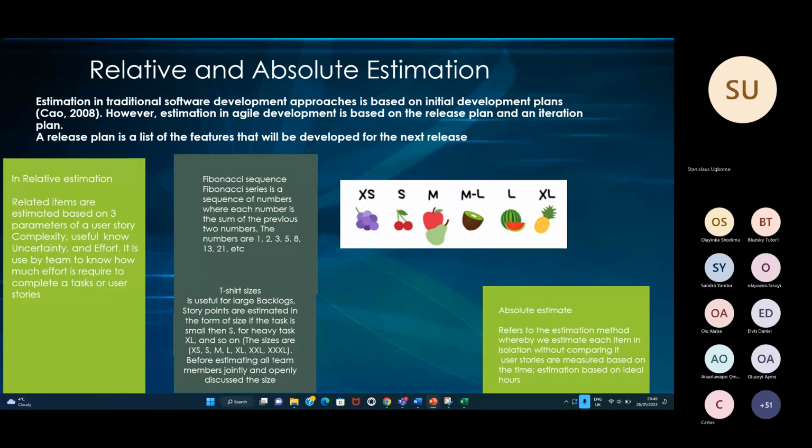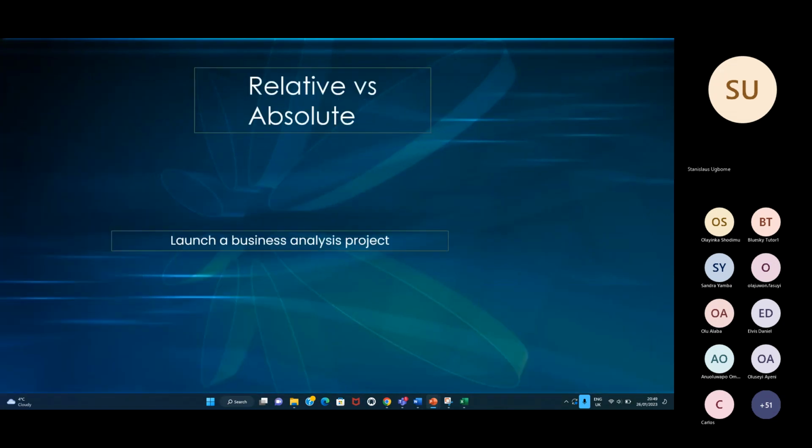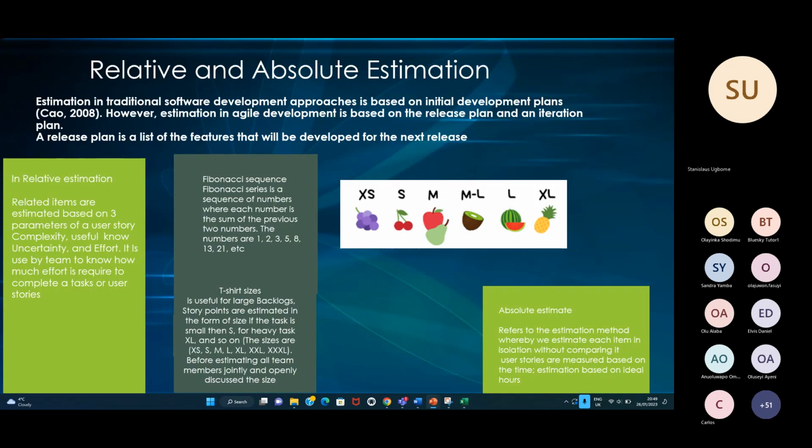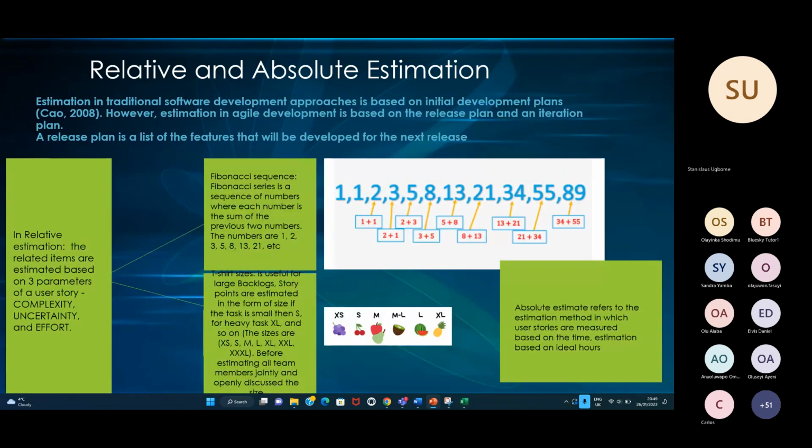Who notices what is happening there? The numbers are being added up. 1 plus 1. Then you now have 1 plus 2, 2 plus 3, 3 plus 5, 5 plus 8, 8 plus 13, 13 plus 21. That is the way you do your Fibonacci series sequence.